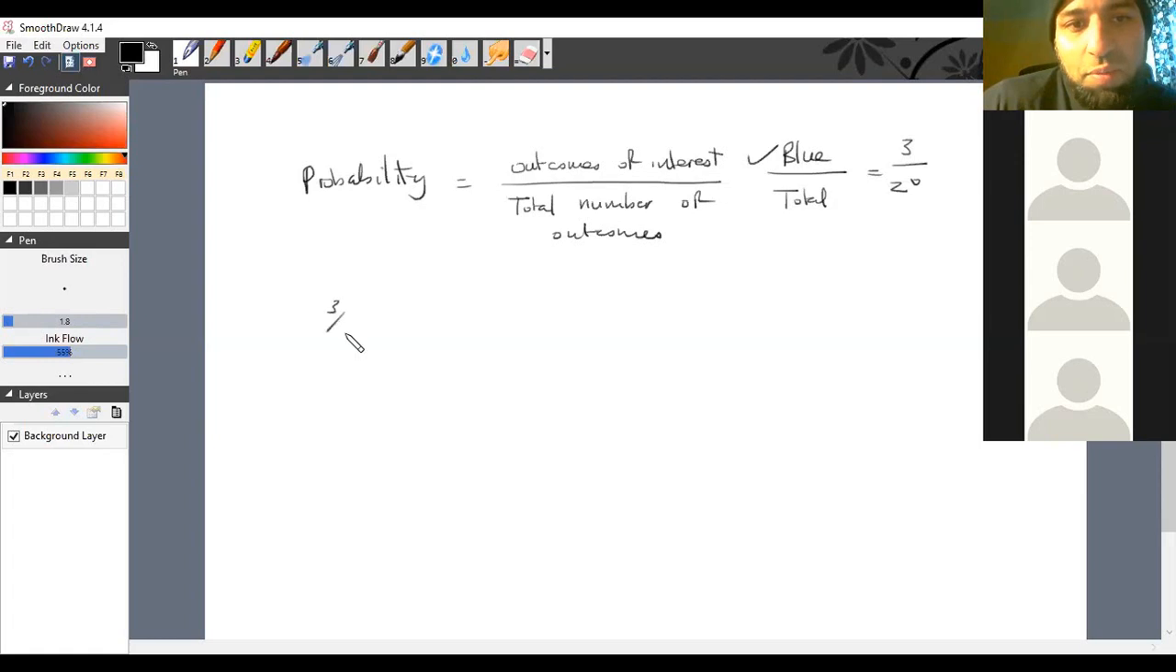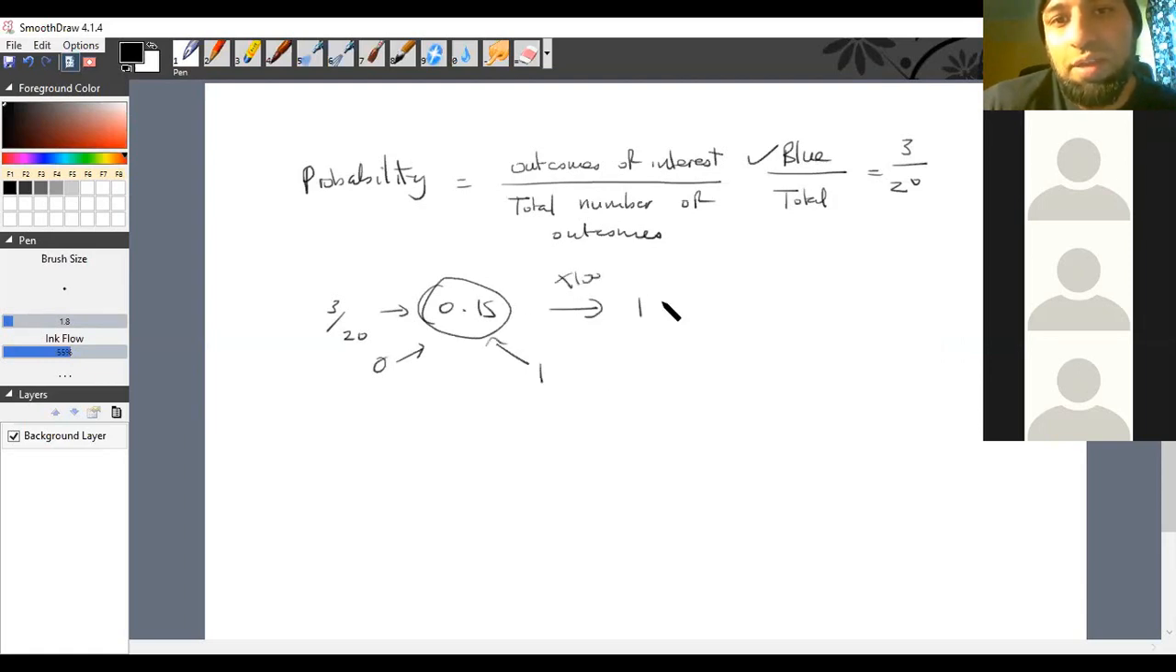What we did then, you don't have to copy this, just to recap you through it: 3 divided by 20 is 0.15. And so that's between 0 and 1, as we said earlier. It's greater than 0 and it's less than 1. And then if we want to turn that into a percentage, we just times it by 100, we get 15%. So there's a 15% chance of me picking a blue ball in that situation.